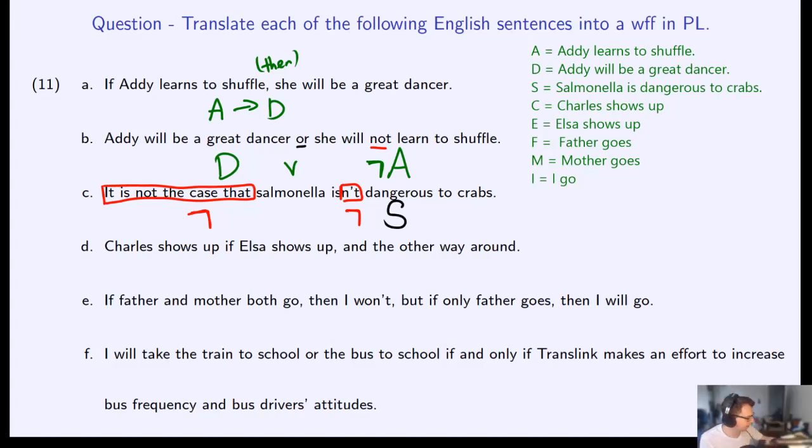So I could just translate this as S if I want to, because not S is the same as S. So I guess I should put this in brackets. But if I want to be completely faithful to the English sentence, which is what I should be, I should just translate this as not S. That would be the best way to translate that because that is being completely faithful to the original sentence.